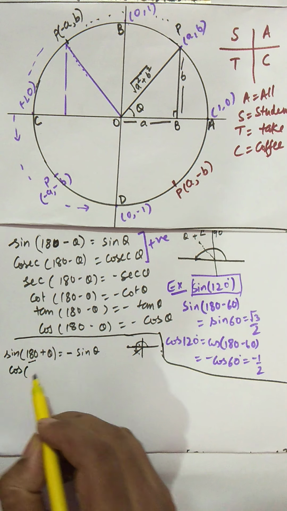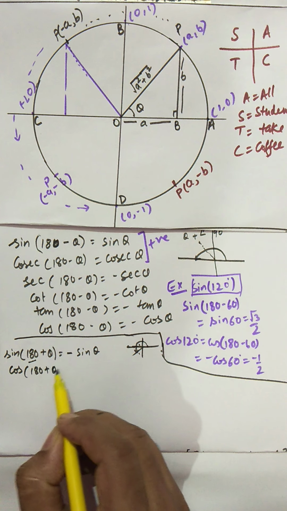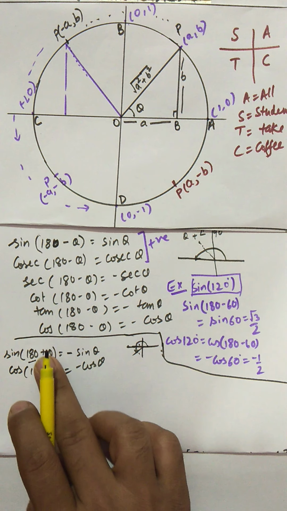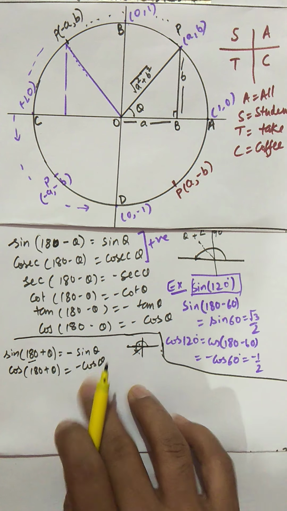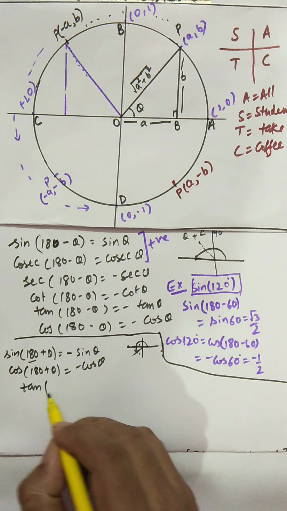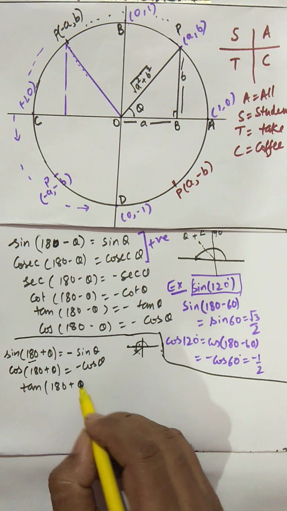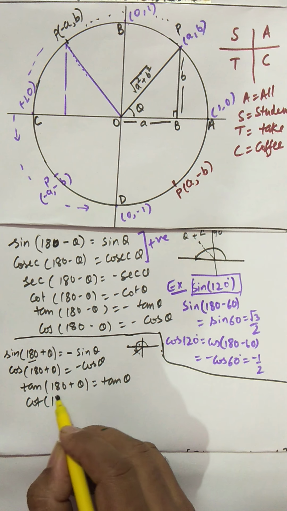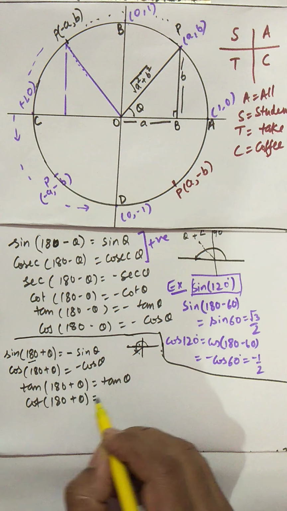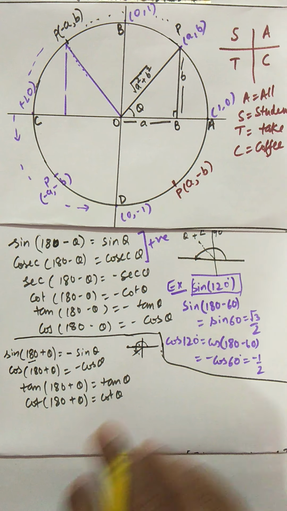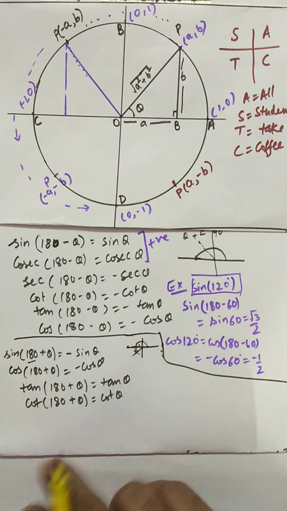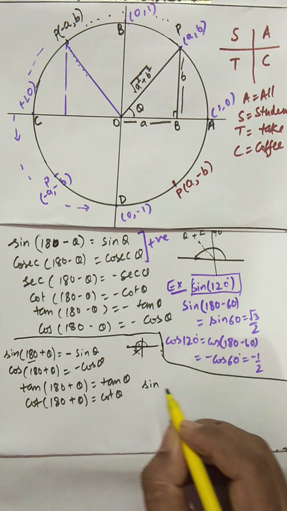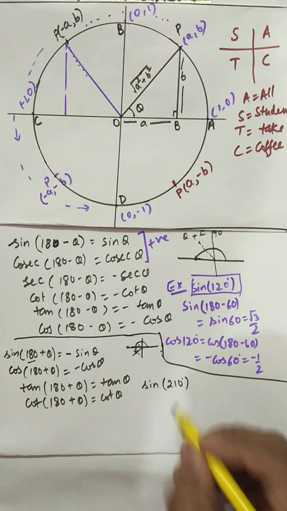Similarly, if you take cos 180 plus theta, it's going to be minus cos theta. Sec and cosec will also be negative. Only tan and cot will be positive, so tan 180 plus theta will be plus tan theta. Cot 180 plus theta is going to be plus cot theta, because only tan and cot can be positive in the third quadrant, the rest will be negative. Now suppose I want to find the value of 210 degree.